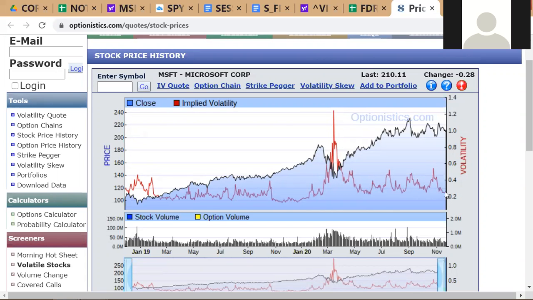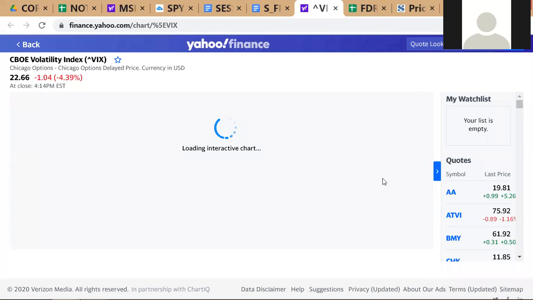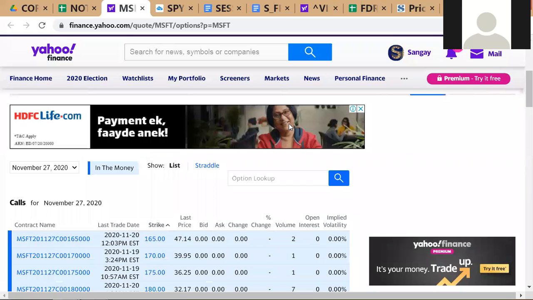So the VIX is one of the most important. There seems to be some real problem with this. I don't know where the problem is. Is it at the website?